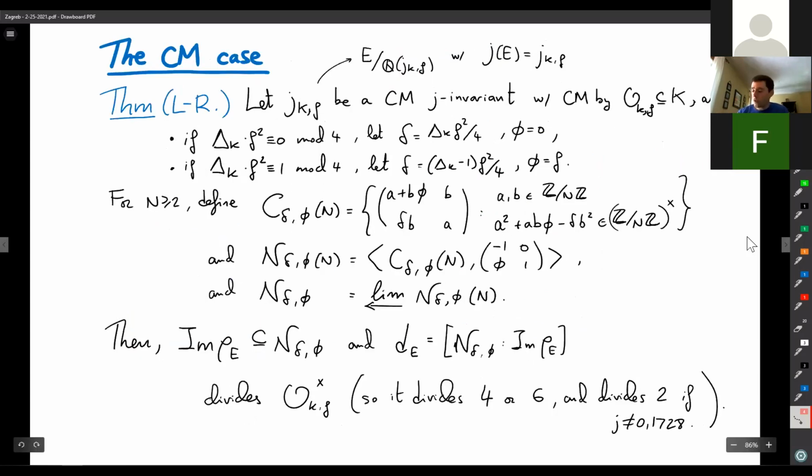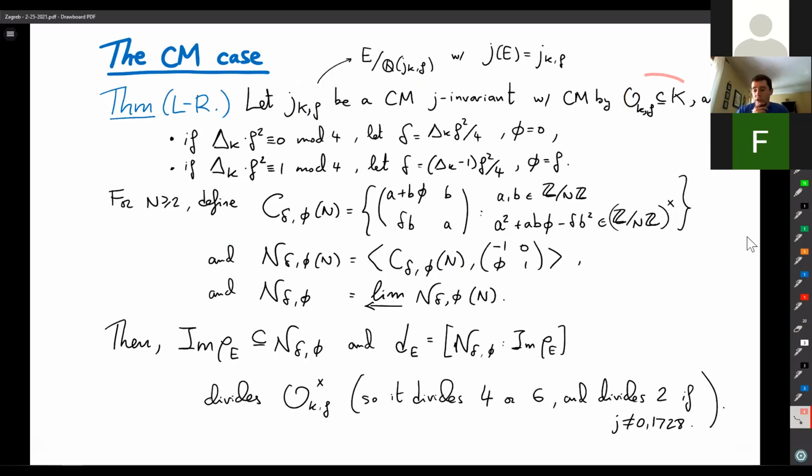Okay, so there was a lot of no CM, no CM, no CM in the previous slide. So let me just tell you what happens in the CM case. The complex multiplication case is better understood. If you have an elliptic curve with CM, then the j-invariants themselves are CM. So if you start with a CM j-invariant, and then define an elliptic curve over Q adjoin that j-invariant, this is an elliptic curve now with complex multiplication by an order O_K,f.